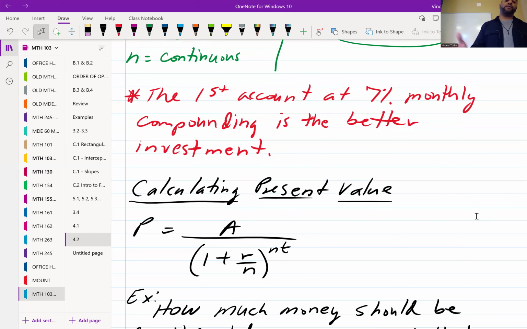So once again, it's the same formula that we had initially. A equal to P times 1 plus R over N raised to the N times T power. It's just that we take that, solve it for P, and we have A over 1 plus R over N raised to the N times T power. That's equal to P.